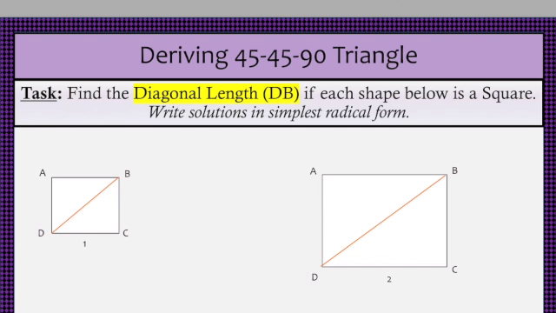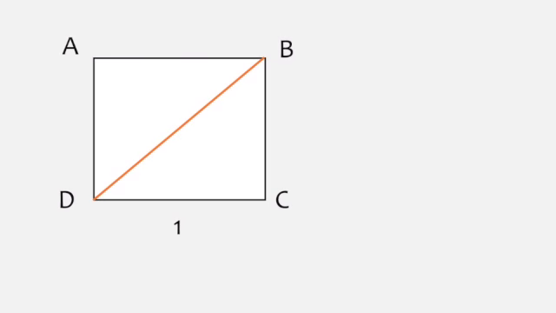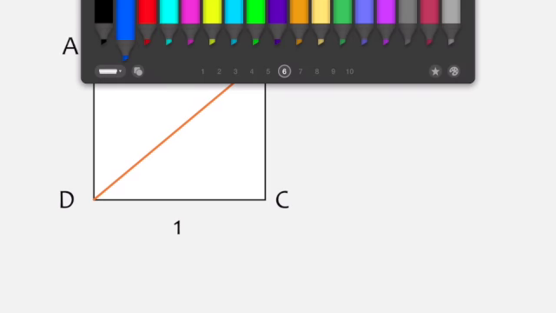So we're going to start with a quick task. We're going to find the diagonal length, in this case DB, of each of the squares below. And we're going to write our solutions in simplest radical form. So let's go ahead and look at this first one. The first thing I need to identify is that this is a square, right?